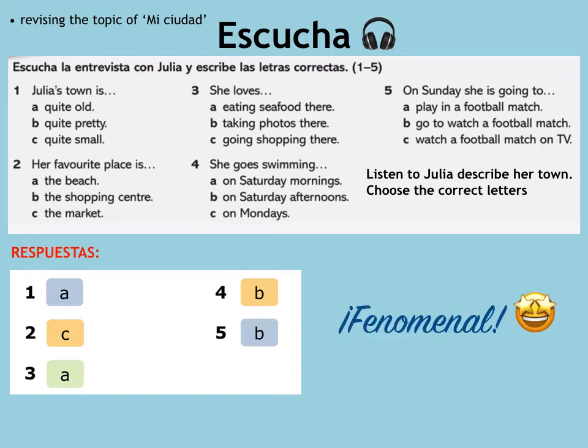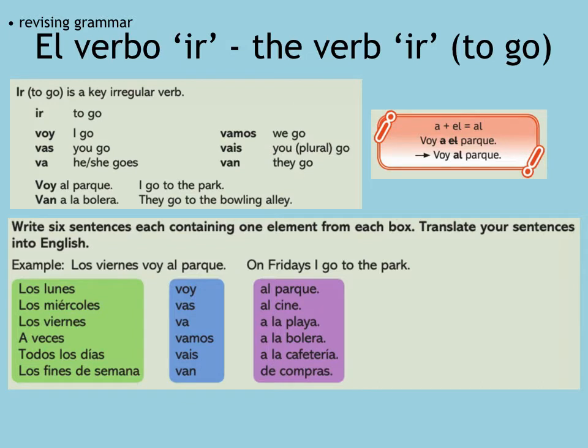Fenomenal. Muy bien. Vale. Vamos a hacer un poco de gramática otra vez. We're going to do a little bit more grammar again. This time, el verbo ir, the verb ir. Ir means to go. Now, it's really important in Spanish. It's also an irregular verb, which means that you can't really apply all the knowledge that you've learnt about taking the infinitive and knocking off the ending and adding a new ending. You just need to learn this one off by heart. And it is well worth it because it's a very important verb.